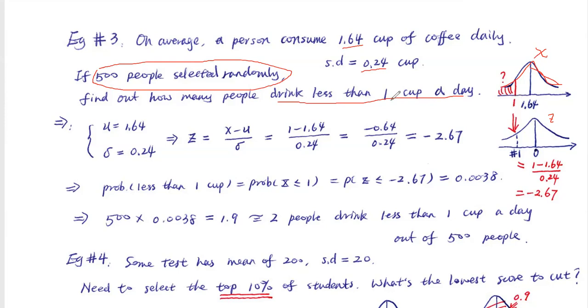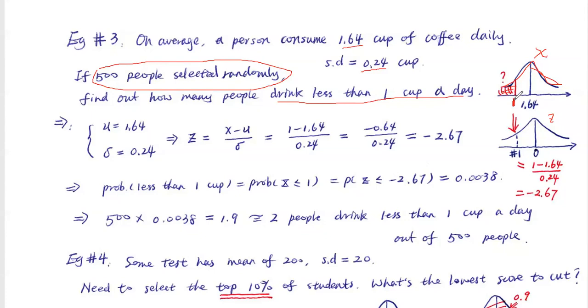And then the transformation here is what? Everybody, when they ask less than 1 cup of coffee, that means everything to the left of 1. Follow me? So what we are trying to do here is find out, if you randomly select 1 person, what's the probability of that person drinking less than 1 cup of coffee? And then we multiply by these 500 people. That will give us how many people out of those 500 will drink less than 1 cup of coffee. So it is still a probability question.